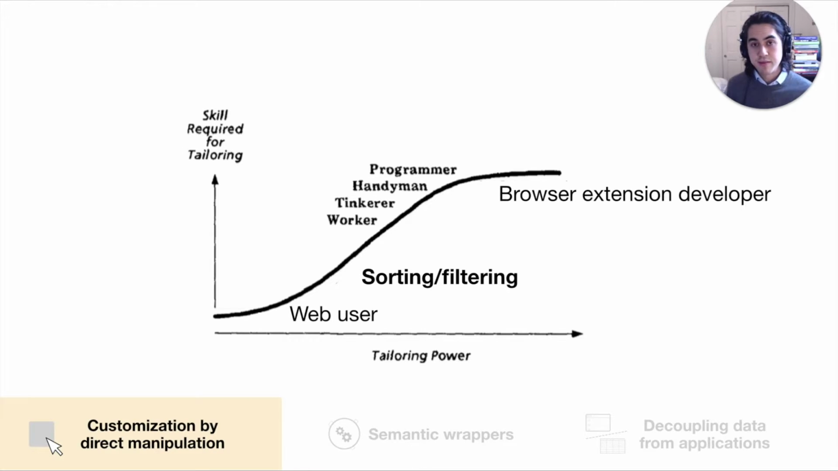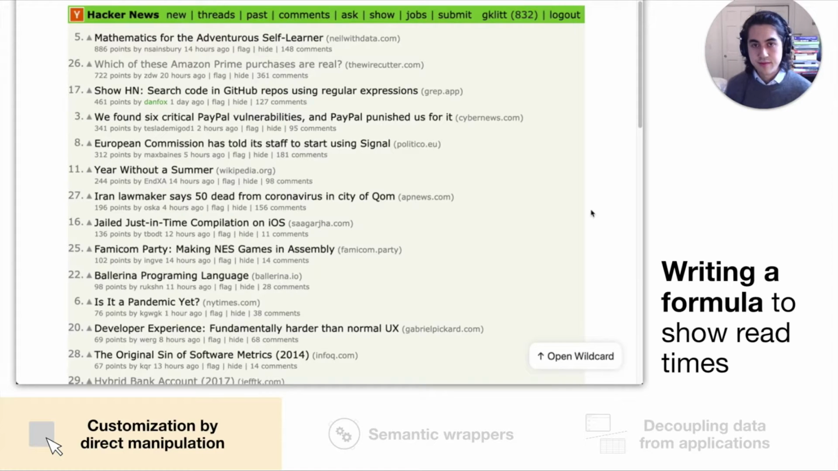Now, coming back to our diagram, we can see that basic interactions like sorting are pretty low on this curve, but nevertheless, they do let us implement useful customizations. Next, let's move further up the curve to a more sophisticated technique of spreadsheet-style formulas.